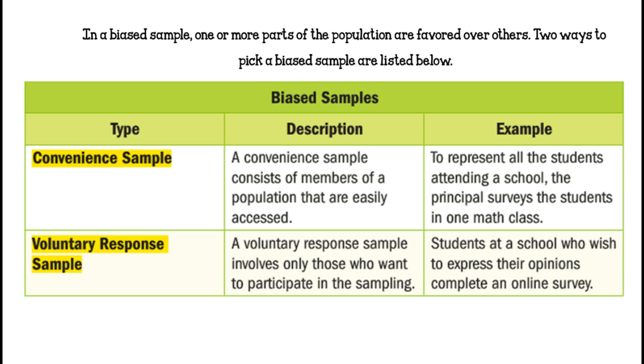A voluntary response sample involves only those who want to participate in the sampling. Students at a school who wish to express their opinions complete an online survey. So if you're only taking the opinions of those who care, it's probably people that feel very strongly one way or the other, and those that are neutral aren't going to fill it out. So you're not going to have a good response of everyone. You're only going to have the passionate responses.